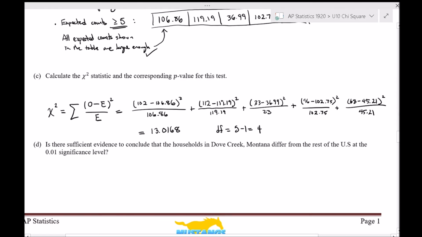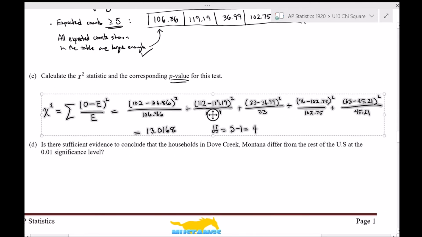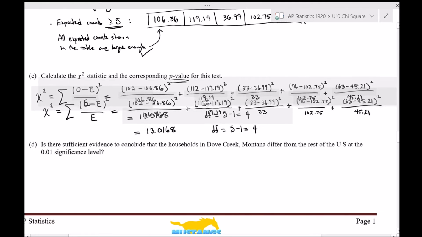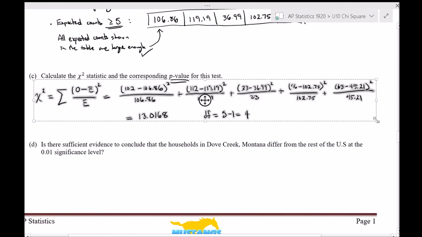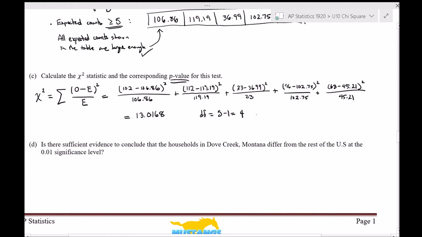So we'll move on to letter D. Is there sufficient evidence? Actually, no, I think I skipped something, didn't I? Letter C is asking for one more thing. They want the p-value also. So I'm going to have to move this and make some room. I don't leave myself much room. So I might have to just write it over here, p-value.